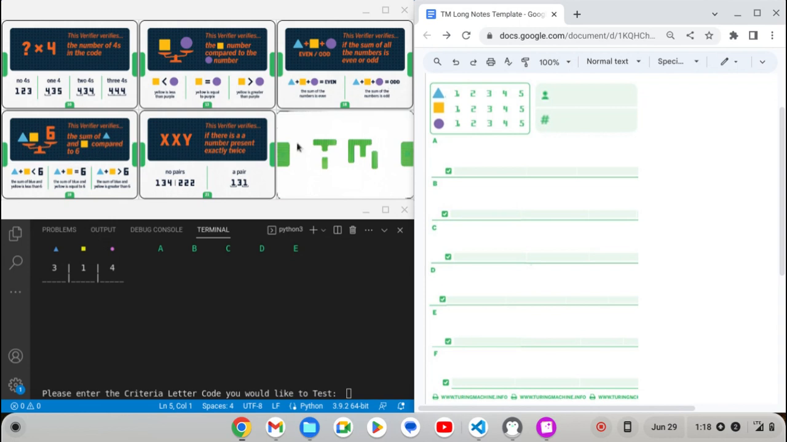Criteria card D will look at the first 2 digits, triangle and square, take their sum, and compare the sum to the number 6. So should the sum be less than 6? Should it be equal to 6? Or should the sum be greater than 6?